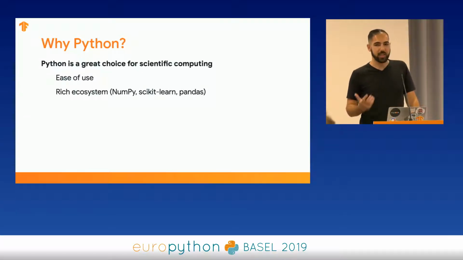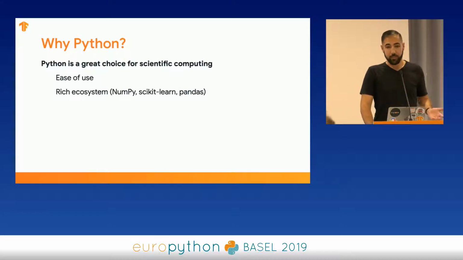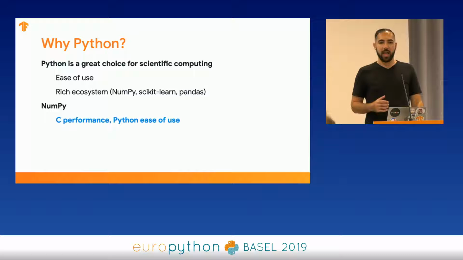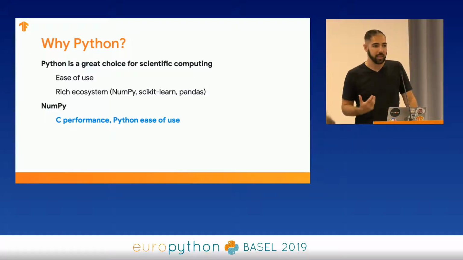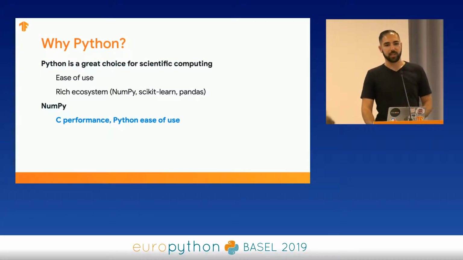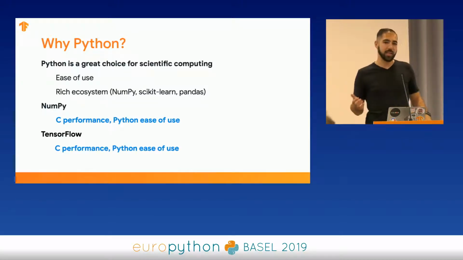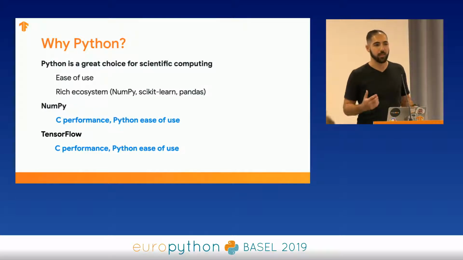If we look at the success of these, a lot of it does stem from the package NumPy itself. NumPy is great because it has the performance of C, but it has the high-level API and the ease of use of Python. So when TensorFlow was being built, we wanted it to have the simplicity that NumPy has. So it has the performance of C, but also the ease of use of Python. That's why we're able to use Python for this, because we're able to leverage the best of both worlds.